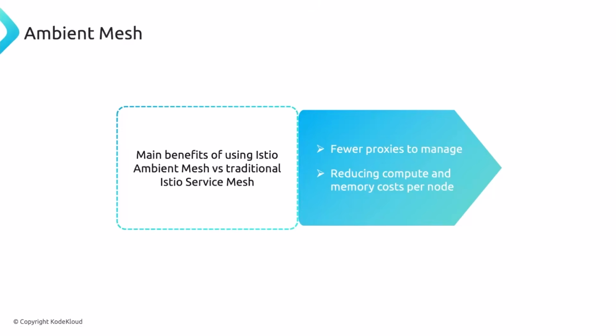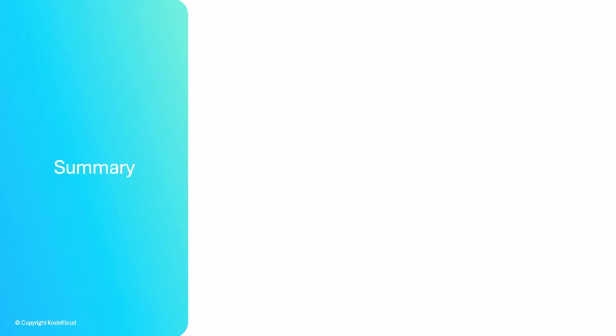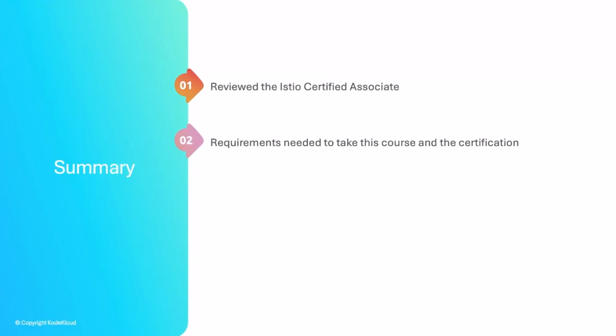I'll see you there. All right, let's review what we learned in this introduction section. We reviewed the ICA. Remember, it's an intermediate exam, hands-on, 2 hours long, with a passing grade of 75% or above. Yes, it's about 10% higher than a regular Kubernetes certificate. There are certain prerequisites that are recommended in order to take this course and the ICA certification. Knowing Kubernetes is essential, so remember that.